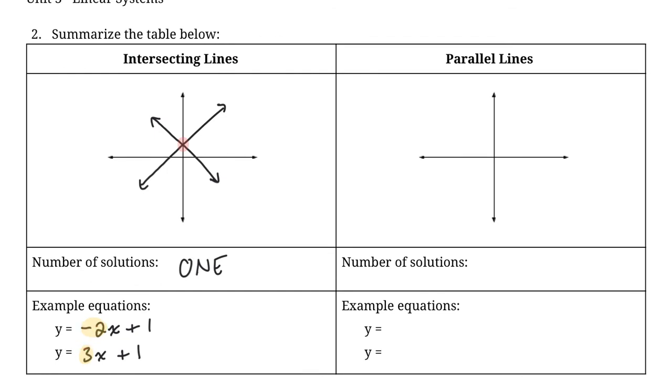But if we have two lines that are parallel, these two lines will never intersect. The distance between the two lines is always going to be the same. So there will not be a solution to this linear system. And an example of equations might be y equals 1 over 2x plus 3 and 1 over 2x minus 1. So when you have two lines and you know that the slope is exactly the same, then that means the lines are parallel and there will not be a solution. The two lines never intersect.